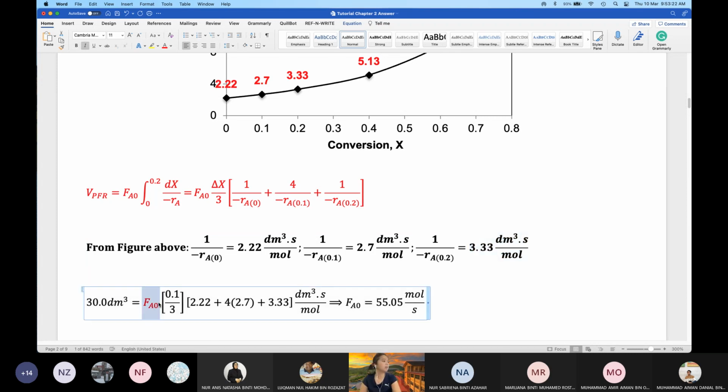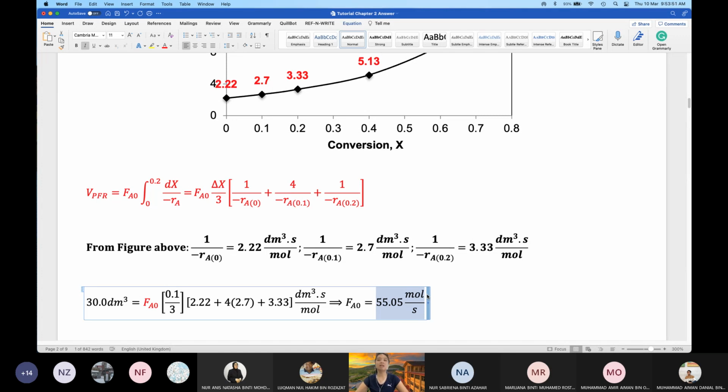Okay, so kalau kamu nak buat pembatalan unit pun boleh. You realize you can cancel your dm cube unit. You are left with mole per second. So of course lah, mole per second, mole per time, molar flow rate. So you calculate this correctly, you get your FA0 55.05 mole per second, which is initial molar flow rate of A for the PFR. Okay, so soalan ni sebenarnya tak susah. Kita pun dah pernah bincang dalam kelas.